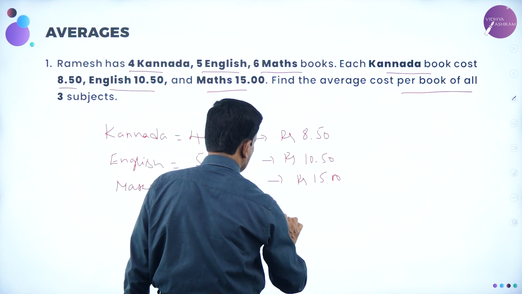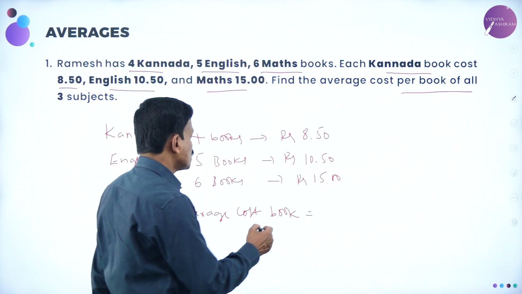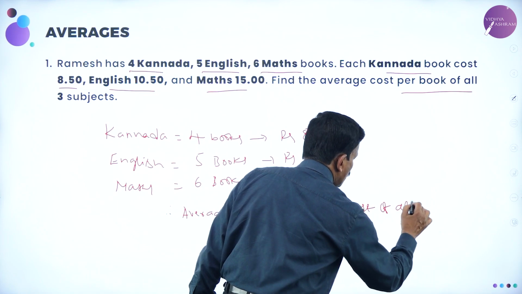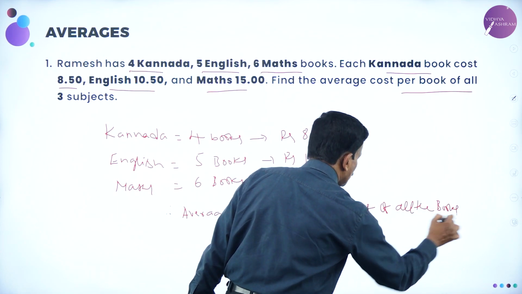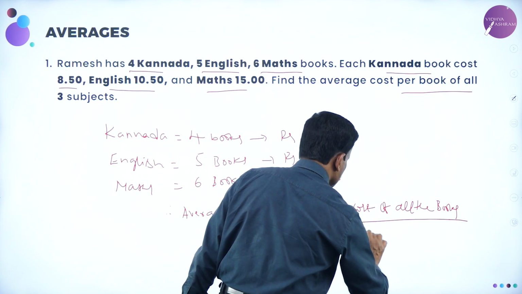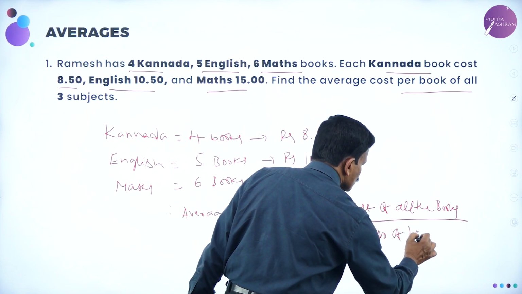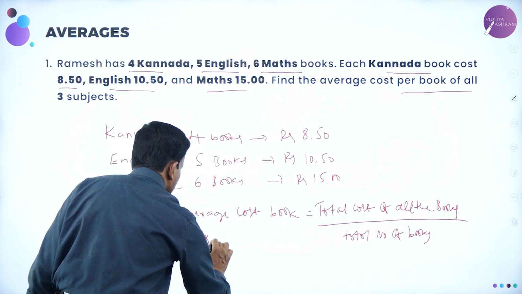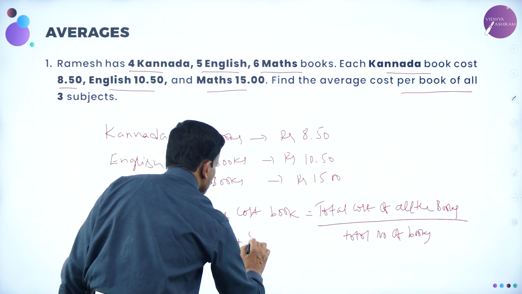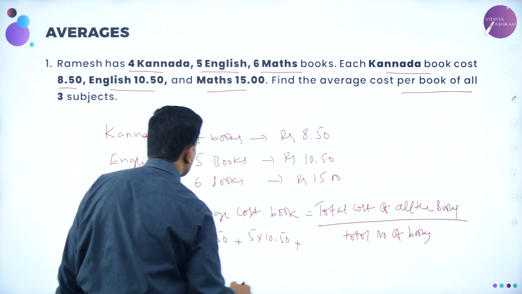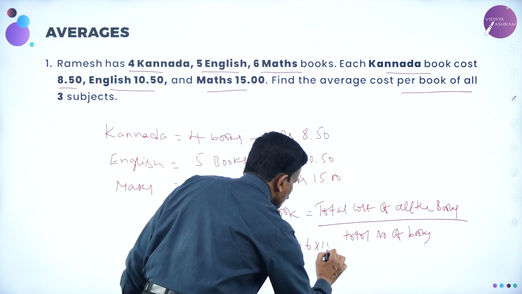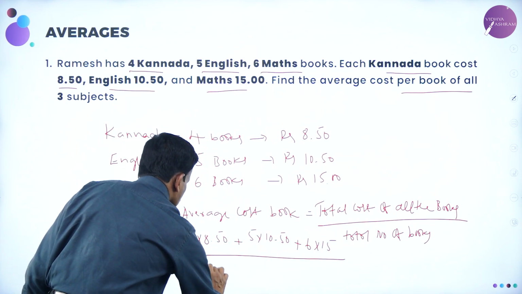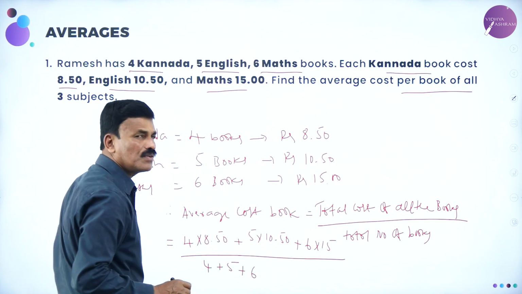Average cost of book, that is nothing but total cost of all the books divided by total number of books. So, this can be written as 4 into 8.50 plus 5 into 10.50 plus 6 into 15 divided by total number of books. Number of books are 4 plus 5 plus 6. Simplify this, that's it, okay.